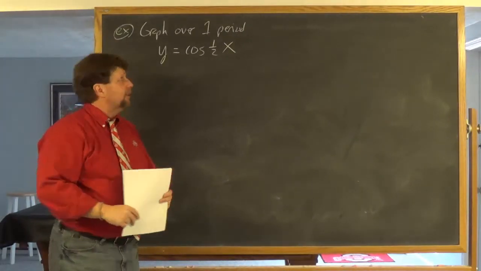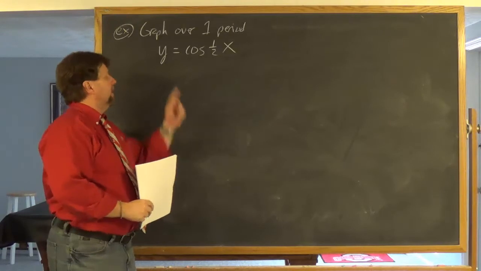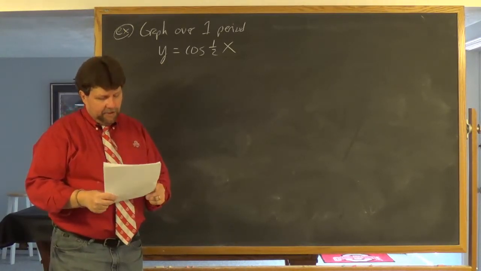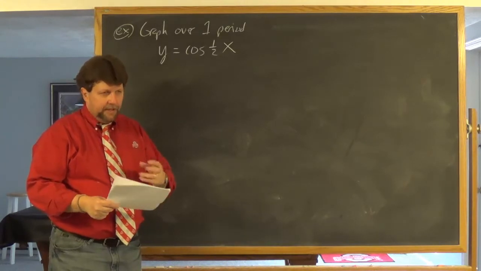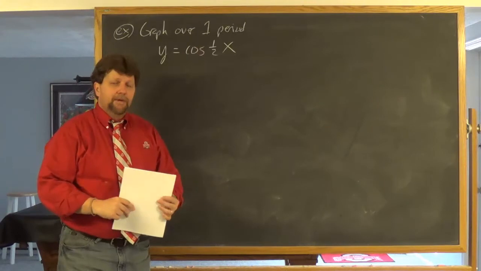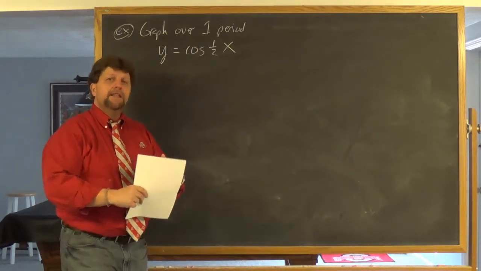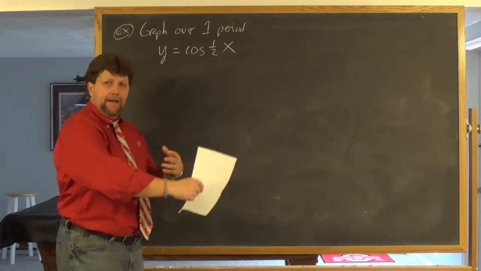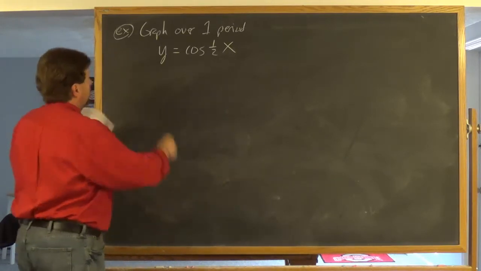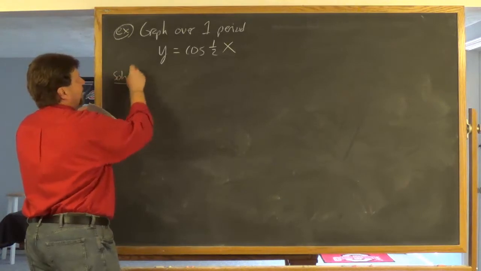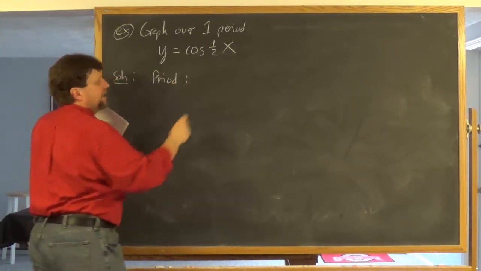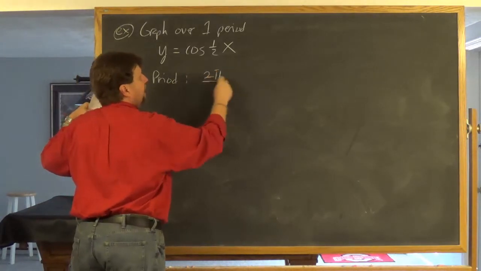All right, here we are. Let's graph over one period, y equals cosine 1/2 x. The first thing I would do is determine, well, what is the period? I'm asked to graph it over one period, so what is the length of one interval that I need to be looking at here? So the period, keep in mind, is found by doing 2 pi over b.